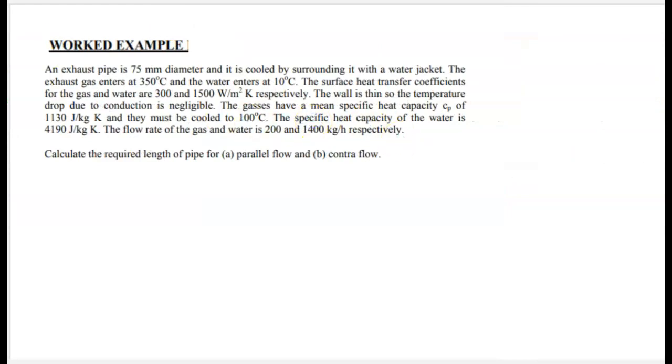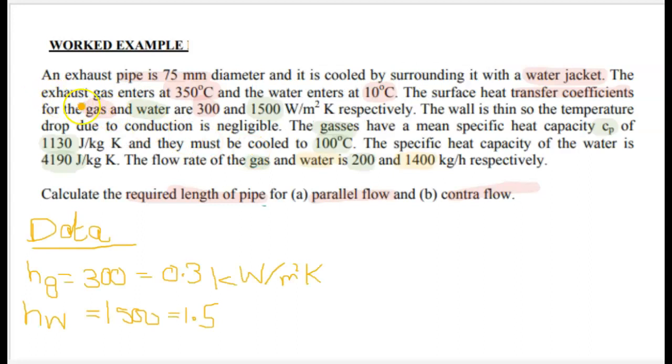Okay, let's have a look at a worked example. Now we have an exhaust pipe that is 75 millimeters in diameter. So the diameter of the exhaust pipe is provided. And it is cooled by surrounding it with a water jacket. So there's a water jacket, which means the other fluid that's flowing is water.